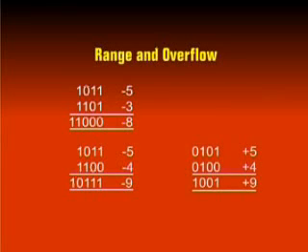Consider another example. Let's add +5 and +4. The answer is 9. Now, the 2's complement representation of 9 gives you 1, 0, 0, 1.